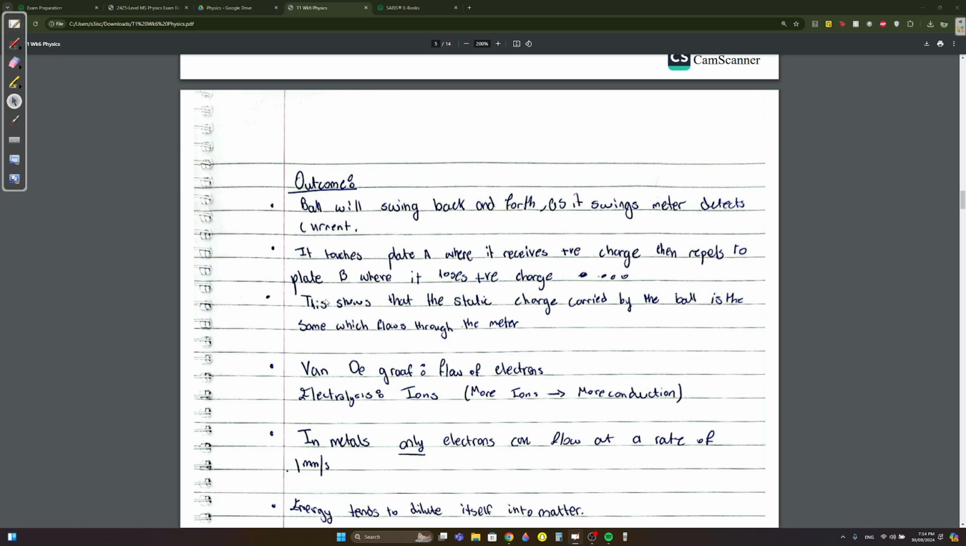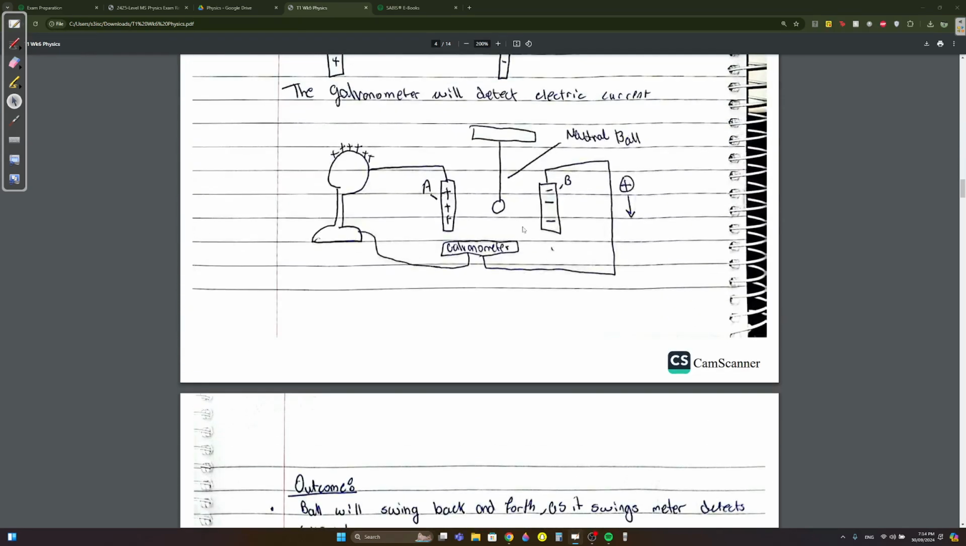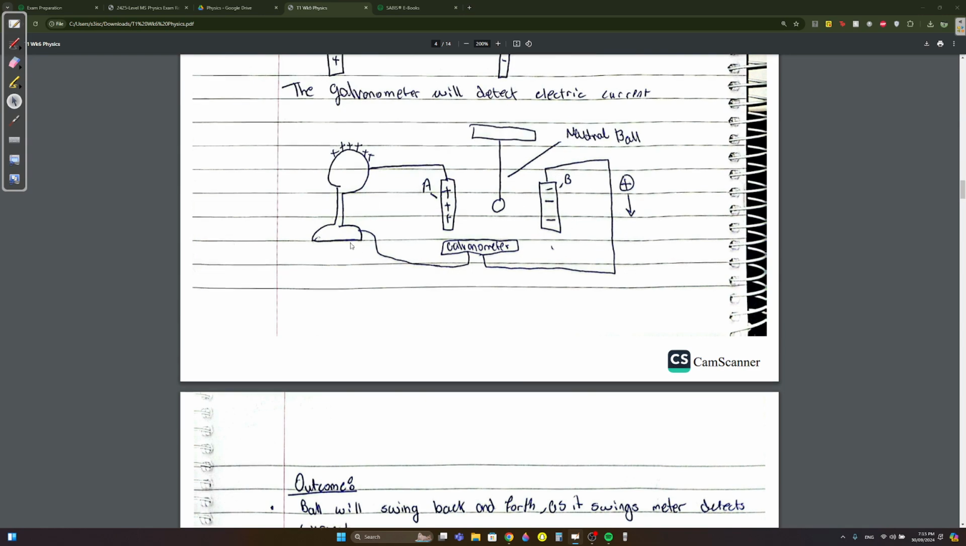They could all come multiple choice, huh? So what does this show? This shows that the static charge carried by the ball is the same one that flows through the meter. I mean, the charge that the ball carries, when it hits B, it's the same charge that goes through the wire, right?